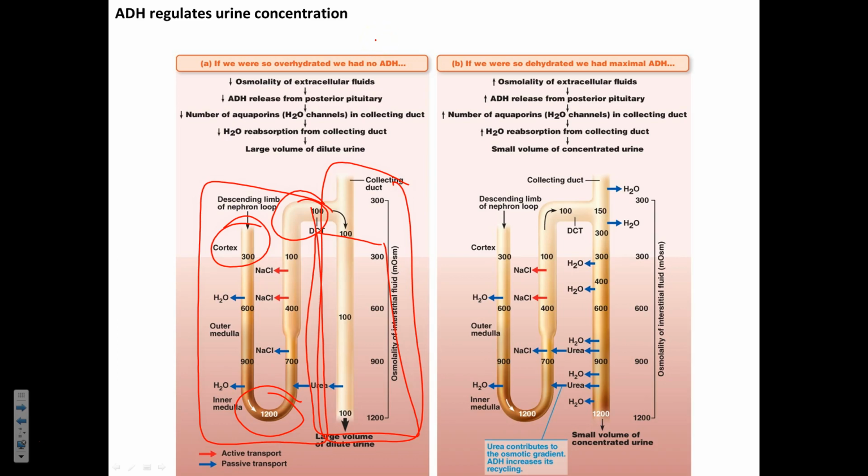So on the left, basically, you have the situation when you are overhydrated. Osmolality of plasma and extracellular fluids is really low. Chemoreceptors in hypothalamus sense it, do not send the signal to produce ADH. There's no ADH production. No aquaporins inserted into the collecting duct. No water reabsorption in the collecting duct. You pass a large volume of diluted urine.